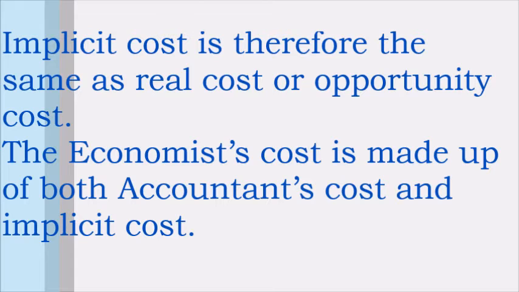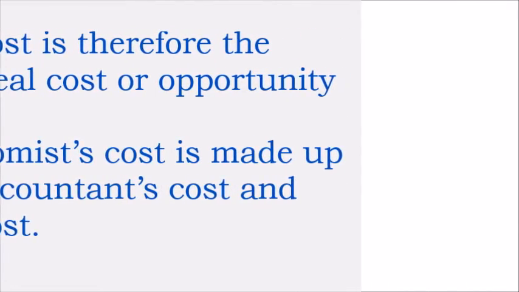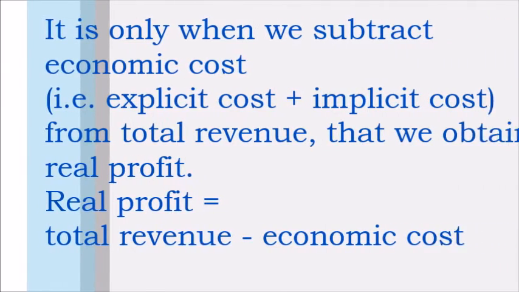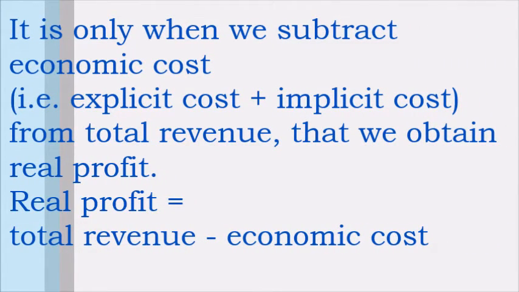The economist's cost is therefore made up of both accountant cost and implicit cost. It is only when we subtract economic costs, that is explicit cost plus implicit cost, from total revenue that we obtain real profit. That's real profit is equal to total revenue minus economic cost. And as I said, to calculate economic cost is explicit cost plus implicit cost.